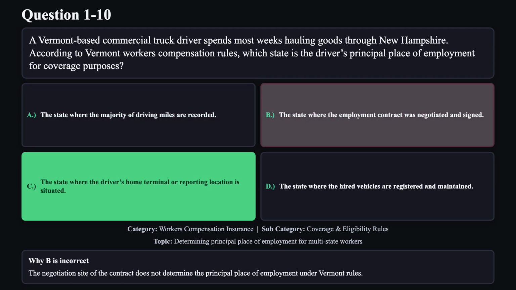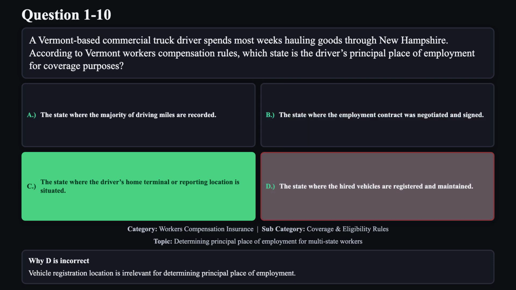Reason B is not correct. The negotiation site of the contract does not determine the principal place of employment under Vermont rules. Reason D is not correct. Vehicle registration location is irrelevant for determining principal place of employment.